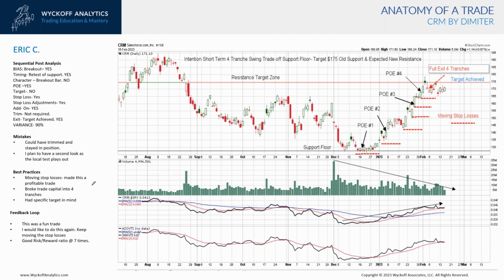So his best practices, moving stop losses, made this a profitable trade. I guess he just allowed the stop loss. Well, he actually got out even after an extension above that last stop loss. But using that stop loss, just trailing it up is definitely a best practice. Anything to add to that, Roman?